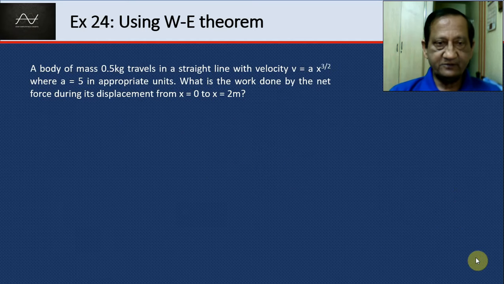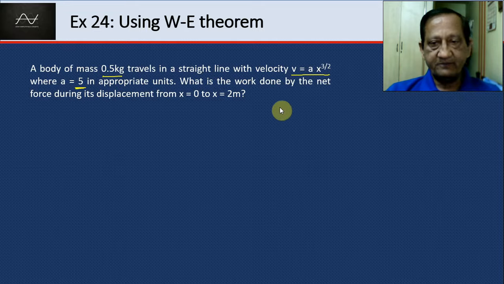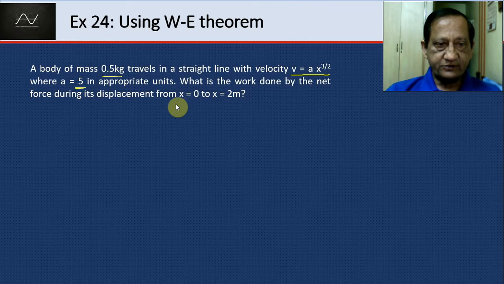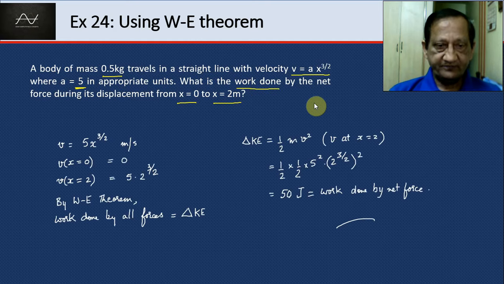Next, again using the work-energy theorem: a body of mass 0.5 kg travels in a straight line with a velocity which is a function of the position. The constant a has a value of 5 in appropriate units. What is the work done by the net force during its displacement from x equal to 0 to x equal to 2? Whatever the work done is will be the change in the kinetic energy.